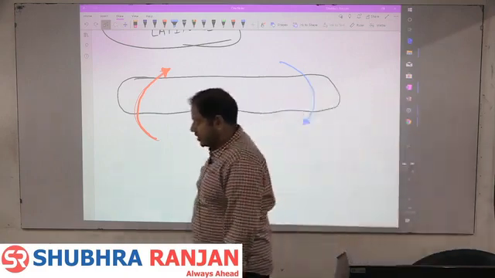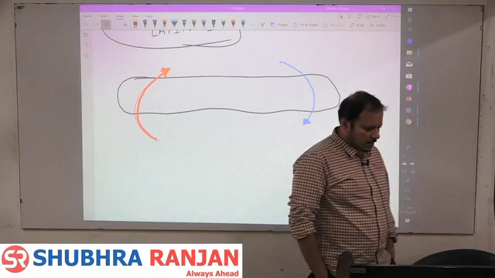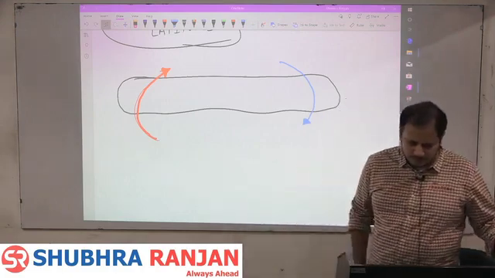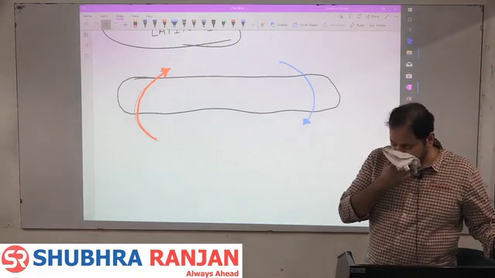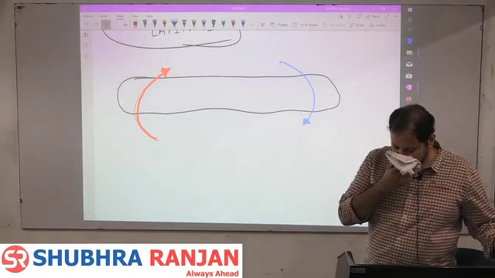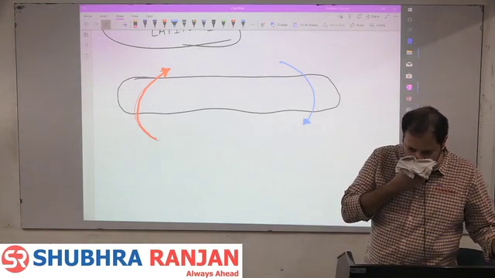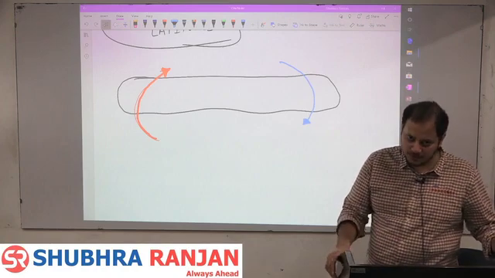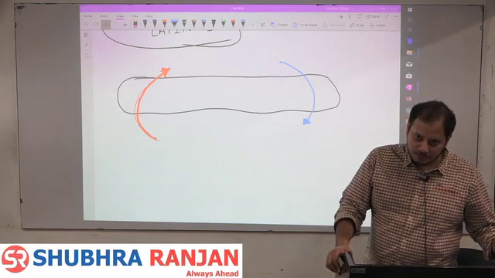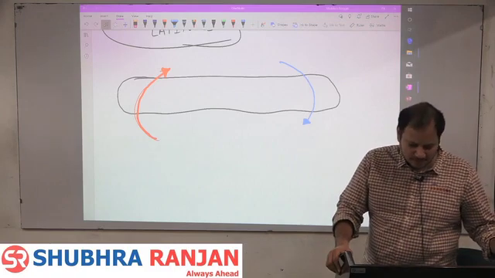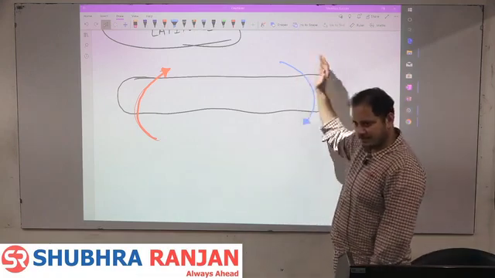And the eastern part over the oceans are cold and dry, due to cold currents. Full stop. Hence, due to cold, dry air masses. Iske upar ka air kaise hoga? Cold and dry. Cold, dry air mass.